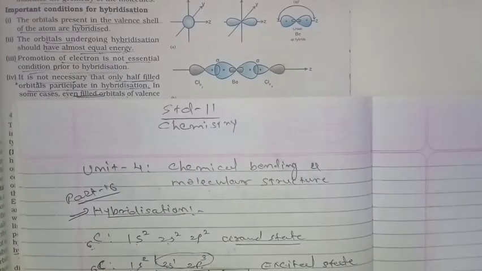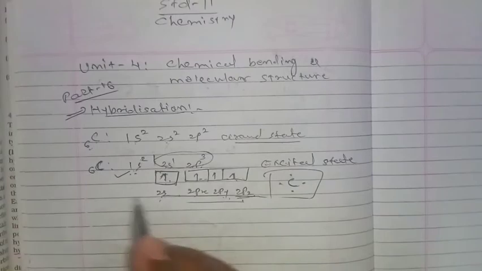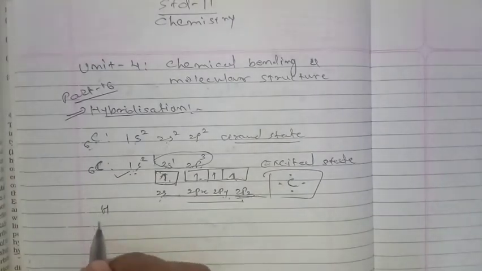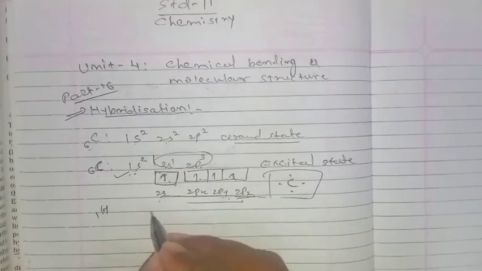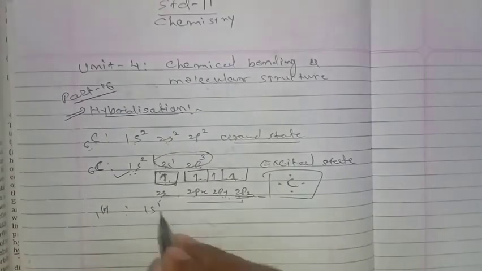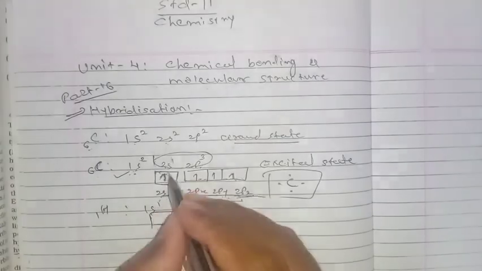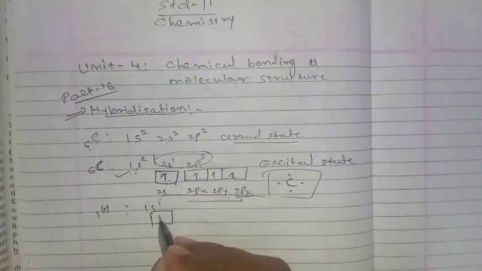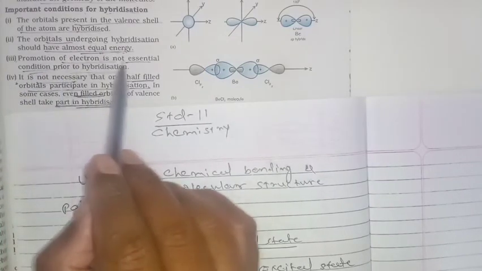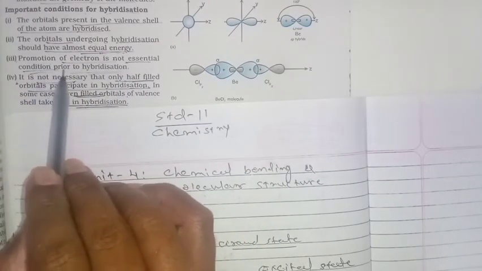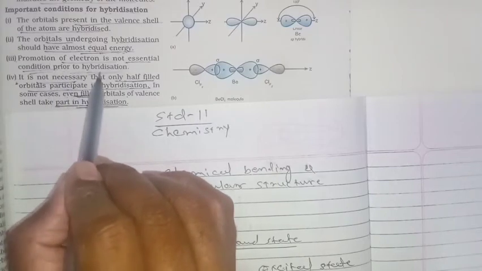The second condition is that the orbitals undergoing hybridization should have almost equal energy. For example, the 1s orbital hybridizes with the 2s orbital because they have almost equal energy. The third condition is that the promotion of the electron is not an essential condition prior to hybridization.